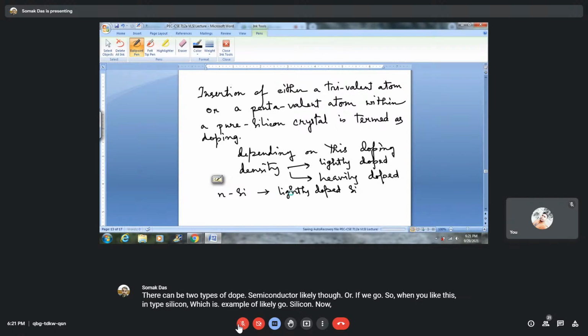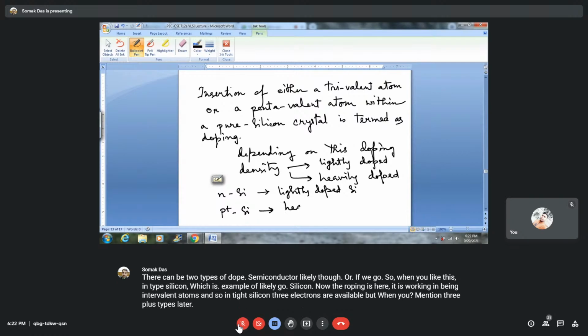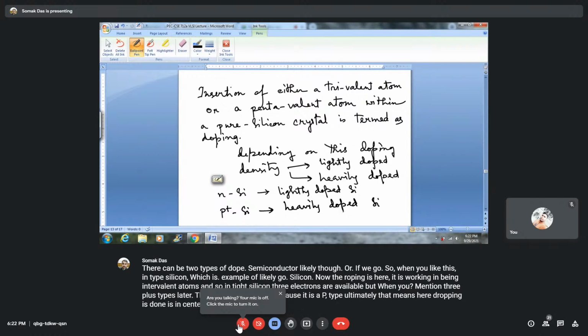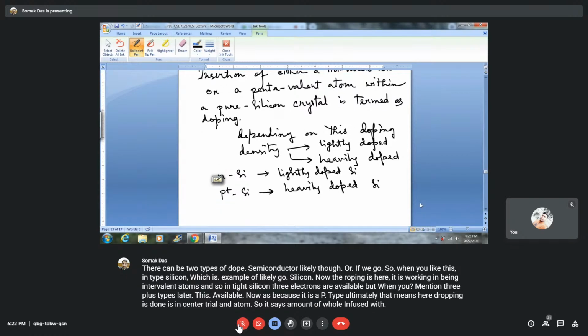Now the doping here is done using pentavalent atoms, and so in N-type silicon, excess electrons are available. But when you mention P plus type silicon, it is heavily doped. As it is a P type, that means doping is done using trivalent atoms. So excess amounts of holes are infused within it. Is it clear?